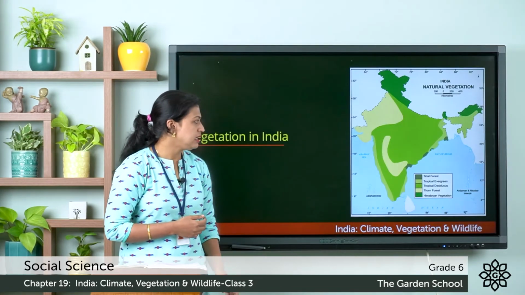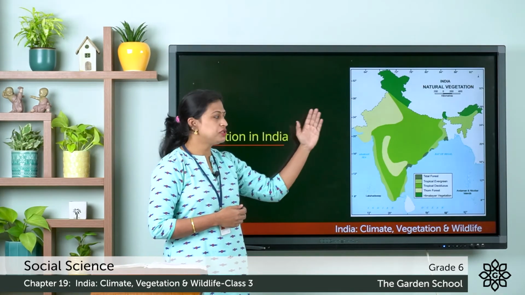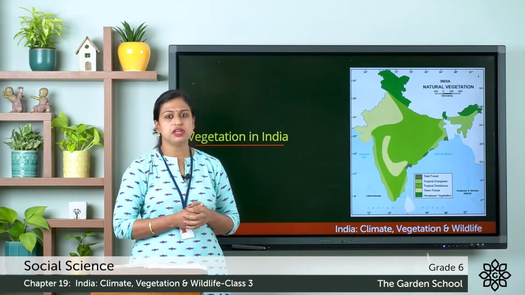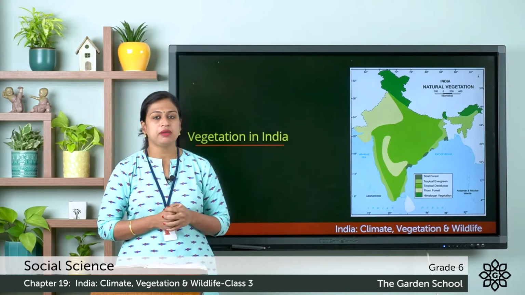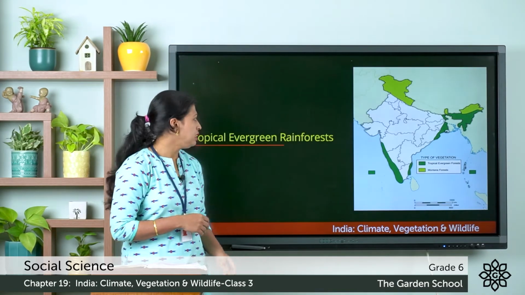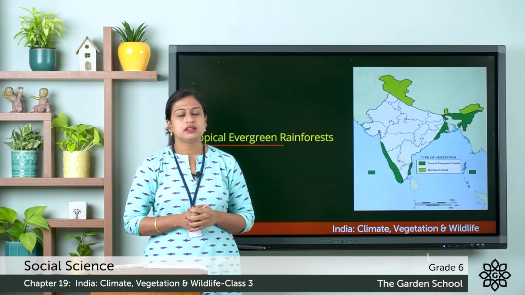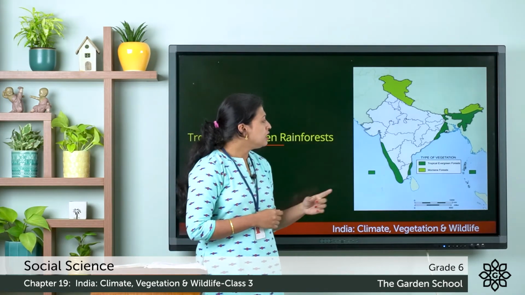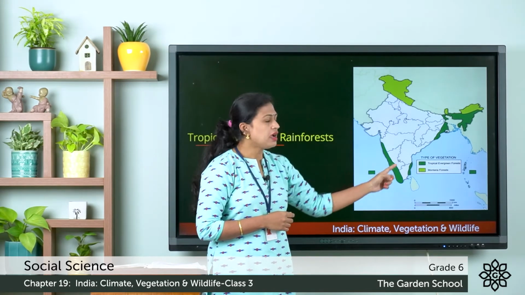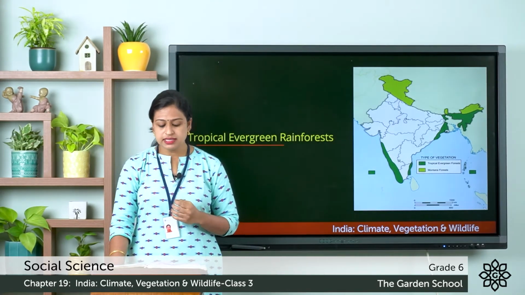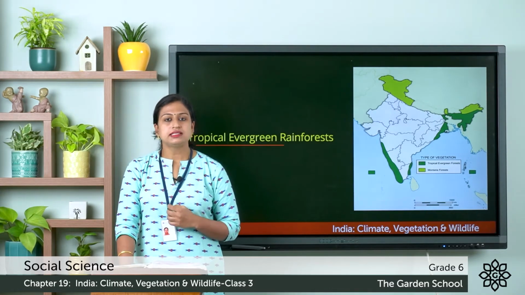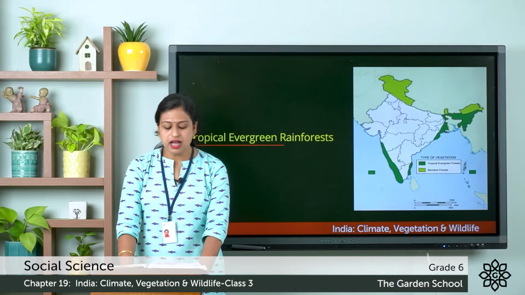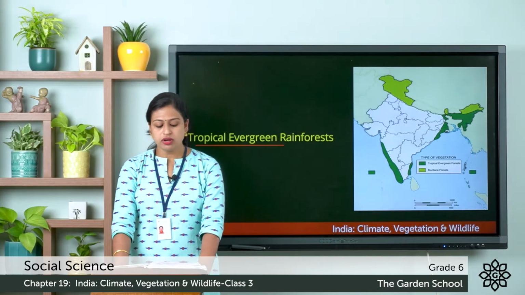Now, you can see the map which shows the distribution of these 5 natural vegetations, marked in different colors. Let us discuss them one by one. First, we will discuss the tropical evergreen forest. On the map, the tropical evergreen forests are marked in dark green color, and you can see that these are found in the regions which receive rainfall of over 200 centimeters. They are located on the slopes of the Western Ghats and parts of East and Northeast India.